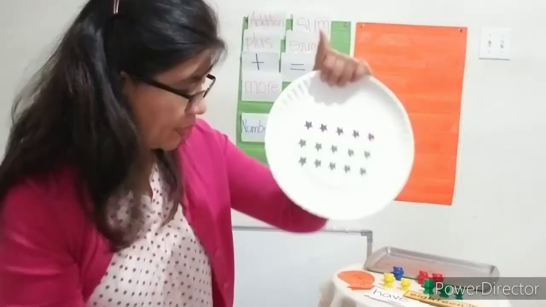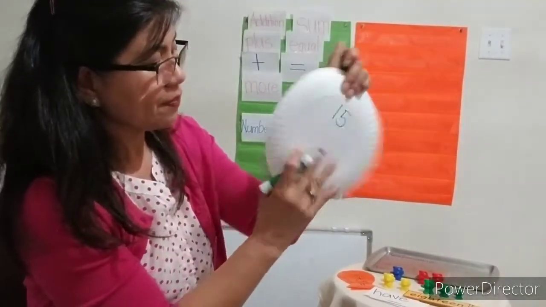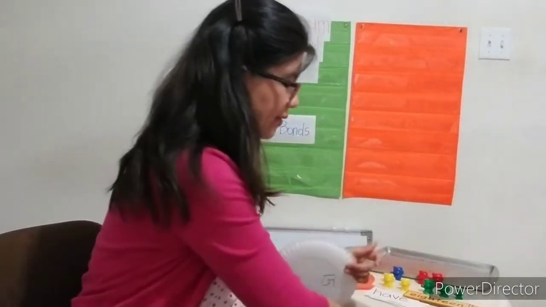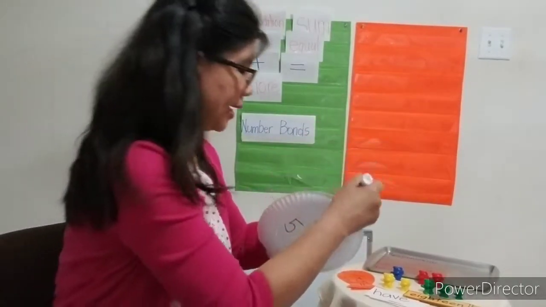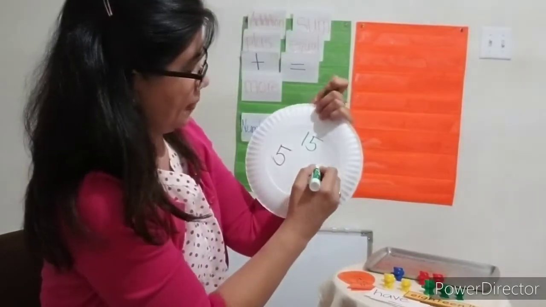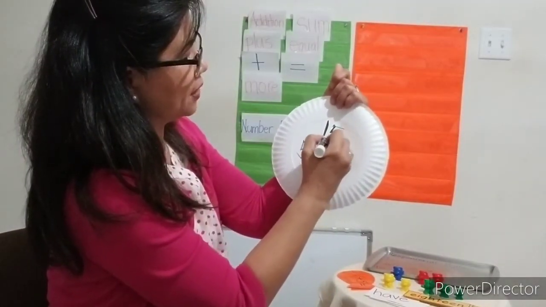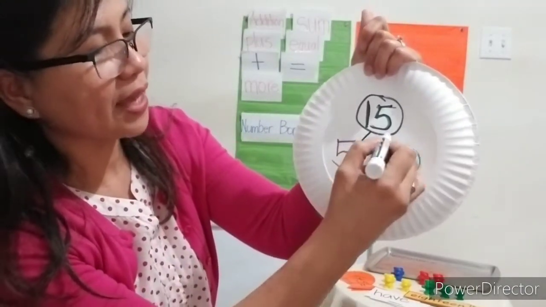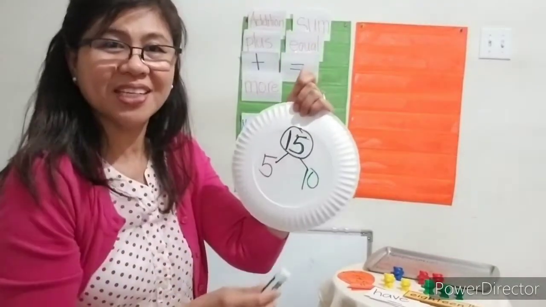What's the whole number? The whole number is 15. And what two parts make 15? The 5 and the 10. Let me put 5 here. 5 for the purple, and 10 green. And I should write the whole number with my black marker. Here we go. That's the number 15. A 1 and a 5. This is the whole number. The two numbers that make 15 are 5 and 10. Okay? Number bonds that make 15.